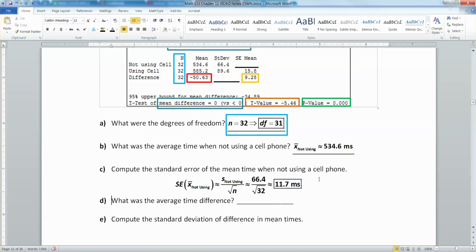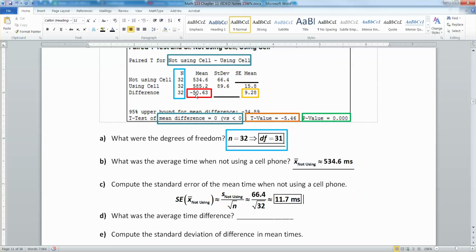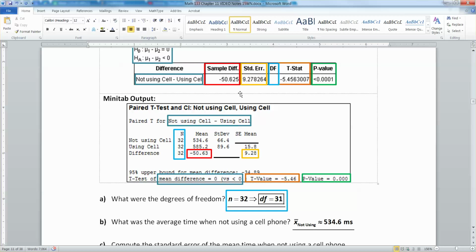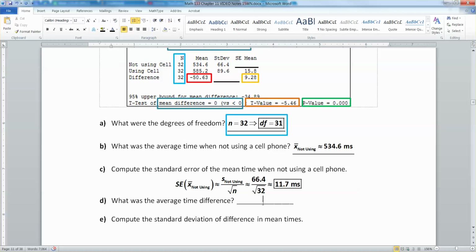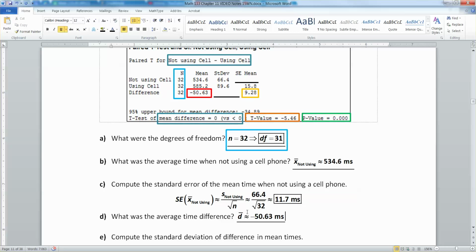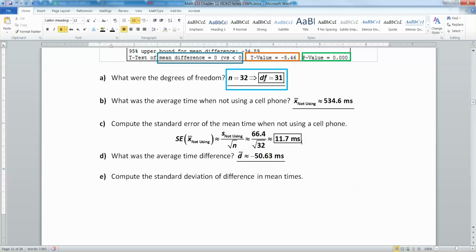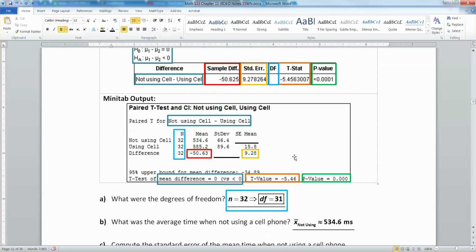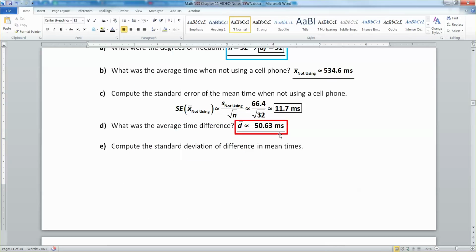All right, that's done. Now what was the average time difference? Well, the difference is the one that I've got the red box around in both of them. See that sample difference right there? That's a negative 50.63 milliseconds. So that will be our answer for that one. And of course, the symbol for that is D bar, because average difference means you're talking about the mean. D bar is the mean of those differences, just like x bar is the sample mean. All right, so we have that. Let me give it a red box to match the highlighting we have up here. There we go. Now it matches the highlighting.